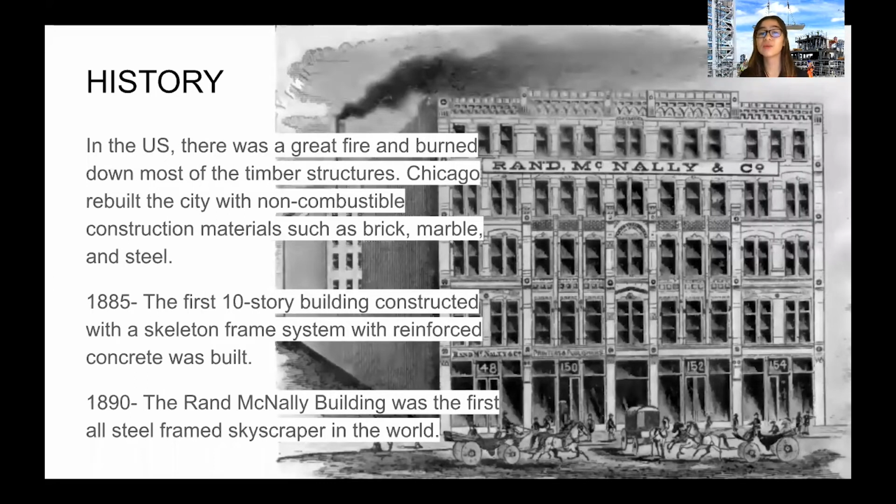In the US, there was a great fire and it burned most of the timber structures. It happened in Chicago, and when they were about to rebuild the structures, the government enforced a law saying that buildings should be built with non-combustible materials such as brick, marble, and steel. In 1885, the first 10-story building was constructed out of a steel skeleton frame system with reinforced concrete. However, this building was torn down. In 1890, the Rand McNally building, which you can see in the slide, was the first all-steel framed skyscraper in the world.